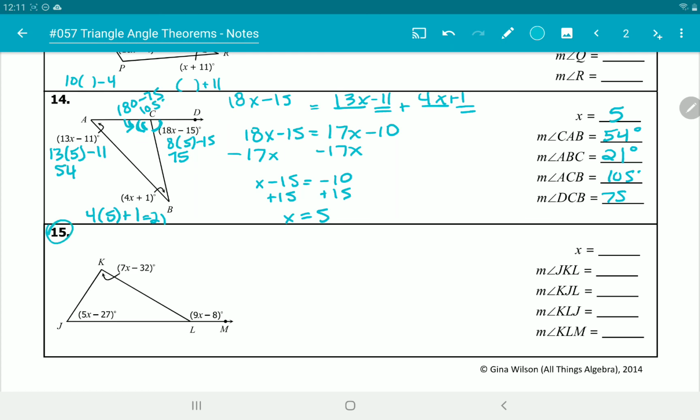Okay, so now I want you to try this one on your own. Again, the outside is equal to the two inside ones added together. Plug them in. Substitute those in there. Fill in those blanks. Solve for x. Use x to solve for each of these. And then this one's going to be 180 minus whatever you got for this one.